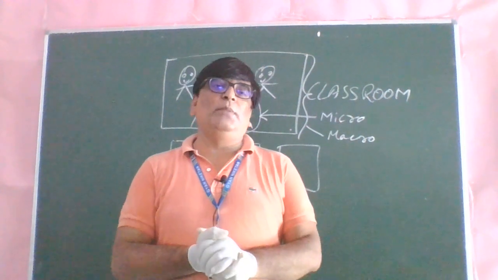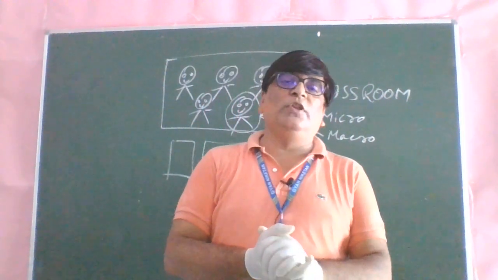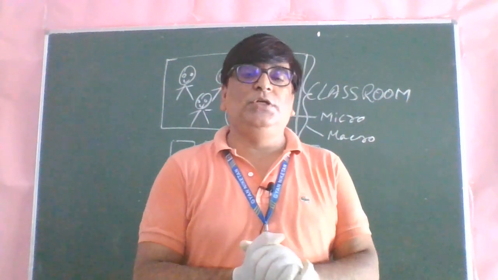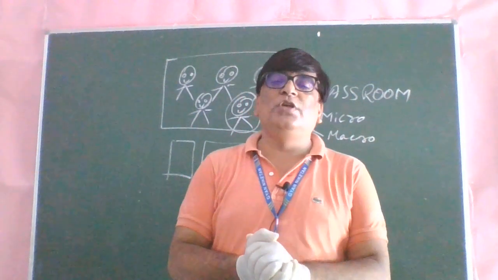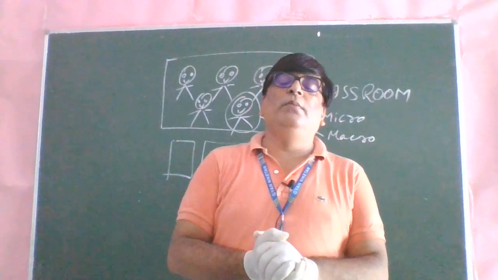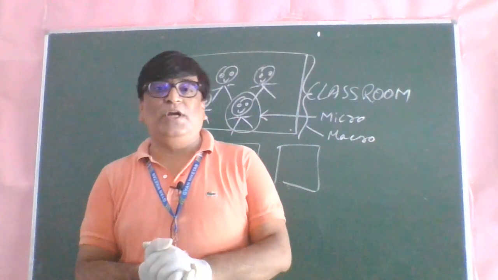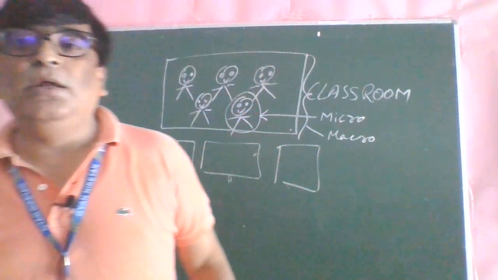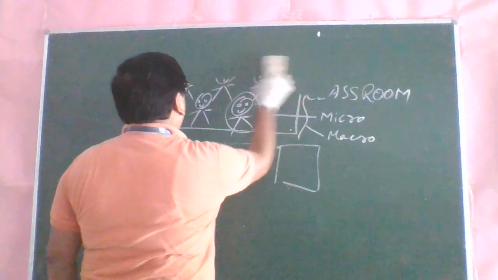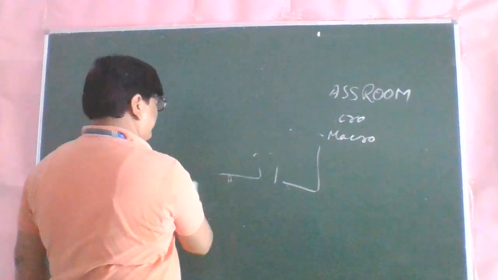So, microeconomics is known as theoretical economics and macroeconomics is known as applied economics. Who used this term micro and macro for the first time? Ragnar Frisch used this term micro and macro for the first time in the year 1933. So, this is the end of micro and macro economics.